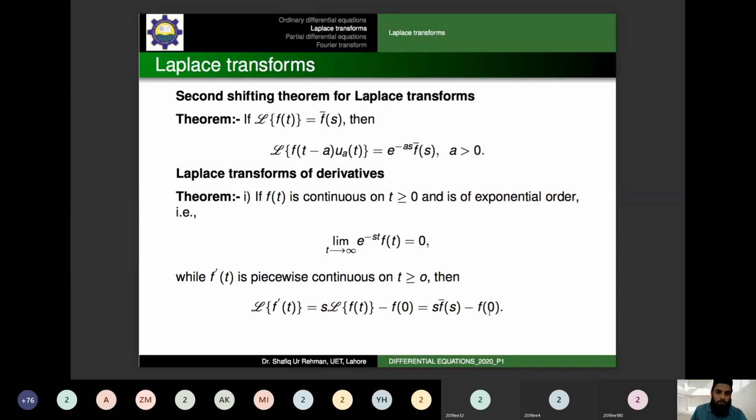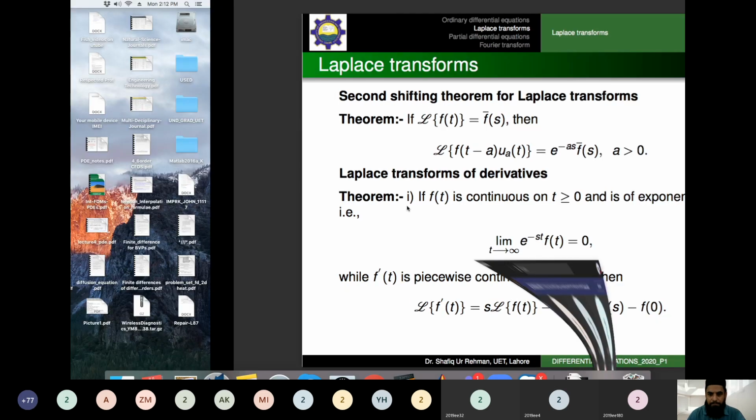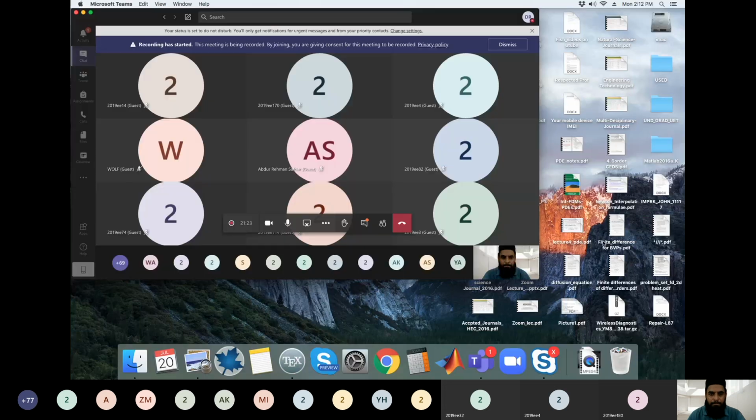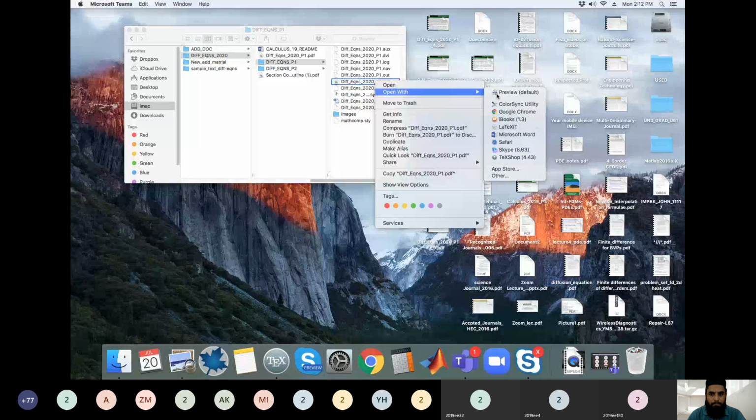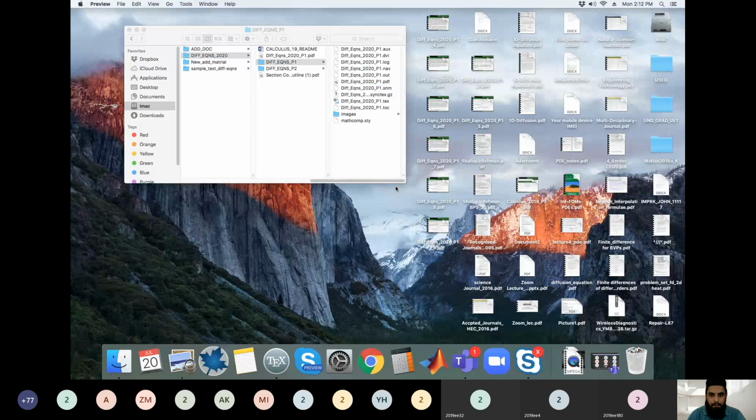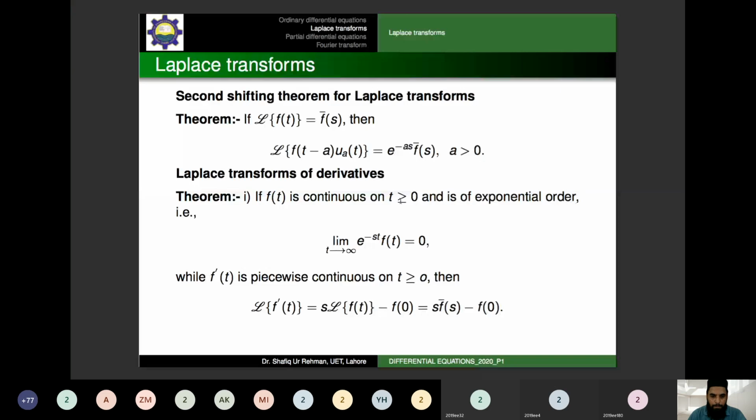Well, behind the scene, we all know the conditions that f of t should be continuous for all values of t greater than or equal to 0, should be of exponential order, and on top of that, f prime of t should be piecewise continuous on the same interval, t greater than or equal to 0.